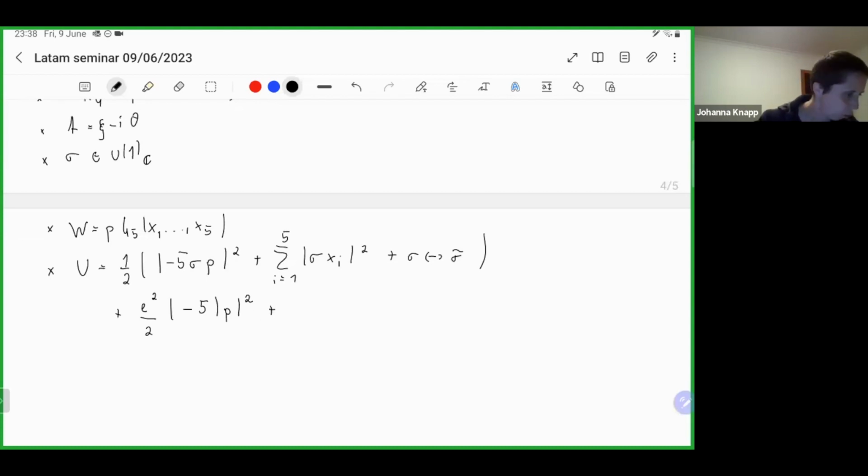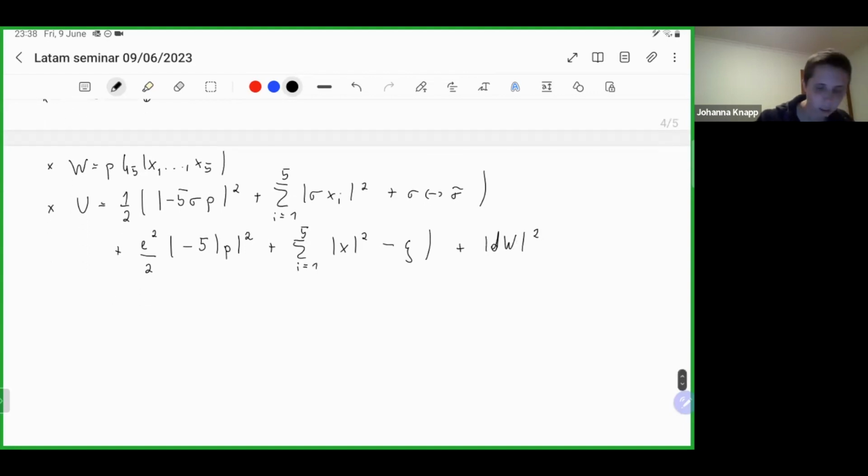So we do that for the P field, and then the X fields are as they usually are. So we have 1 times X squared, and we subtract from it the Fi parameter, and then we have a dW squared. All right, so we have to set this thing to 0. I will not talk about the Coulomb branch, but let me talk about the Higgs branch.